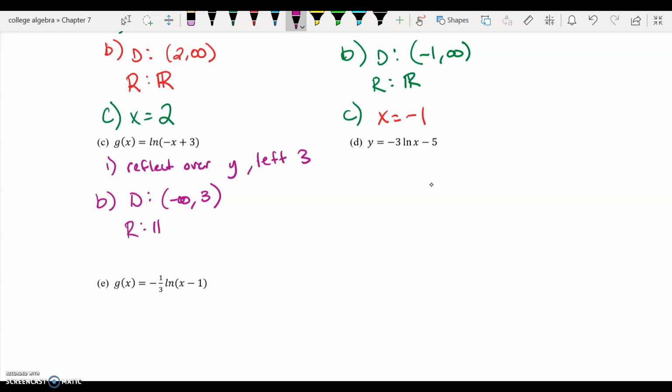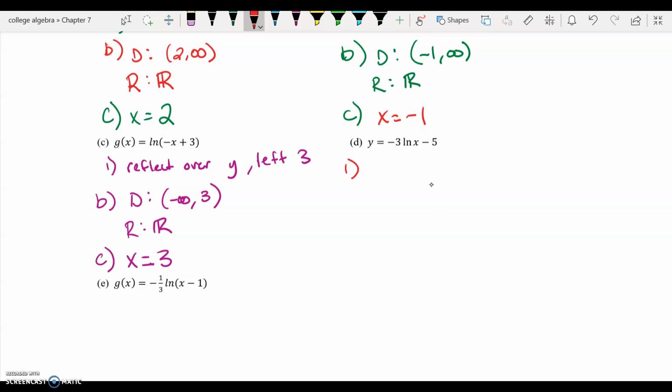Your range is all real numbers, which means my domain affects my asymptote. So my asymptote's at x equals 3 because I don't cross that line. So if you reflect it over the y, you're going to go to -infinity now. So just be careful of that.